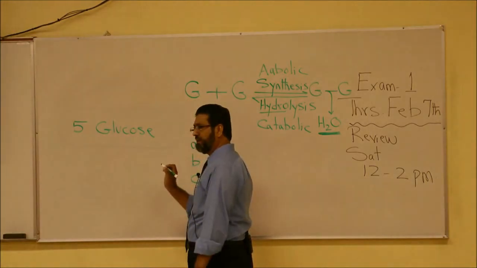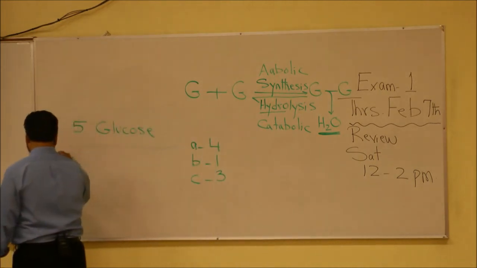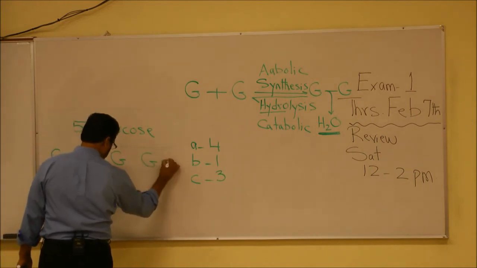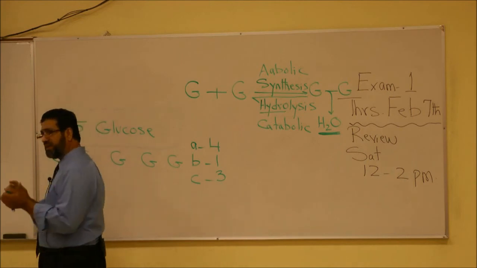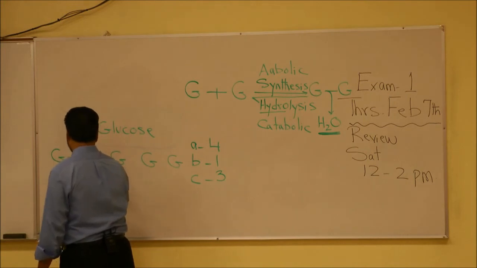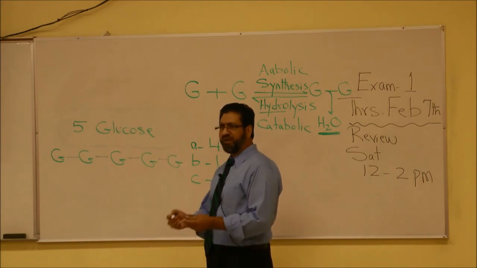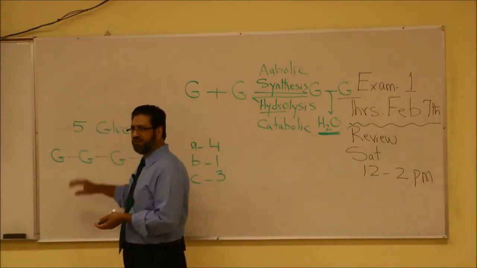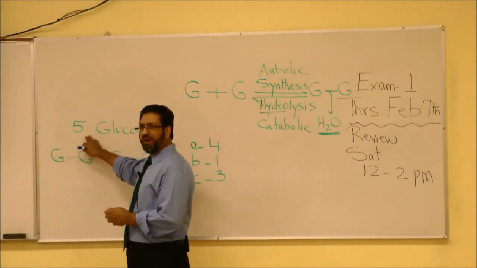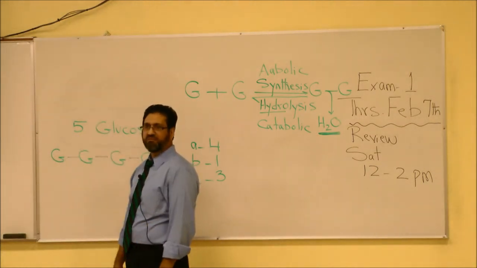Okay. Now, once I tell you how to do it, it is so simple. Let's draw 5 molecules of glucose. Glucose, 2, 3, 4, 5. And for each bond, you release 1. 1, 2, 3, 4. So here's a little trick. Whatever number I give you, minus 1. 5,000 glucose molecules in a polysaccharide. How many water molecules? 4,999. There you go. Minus 1.